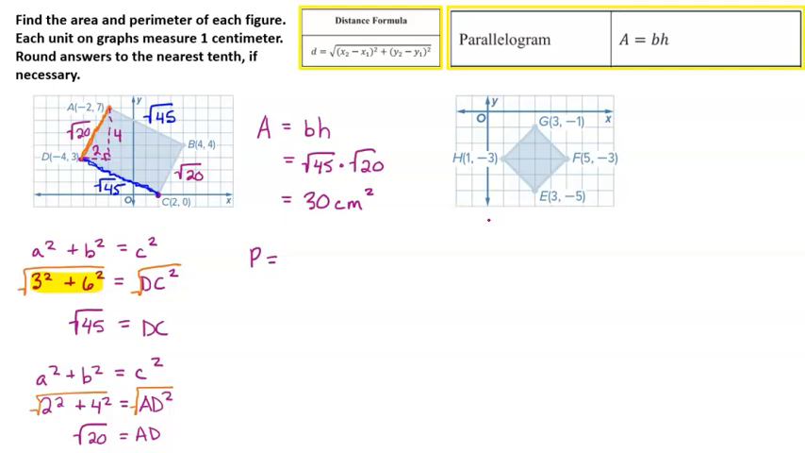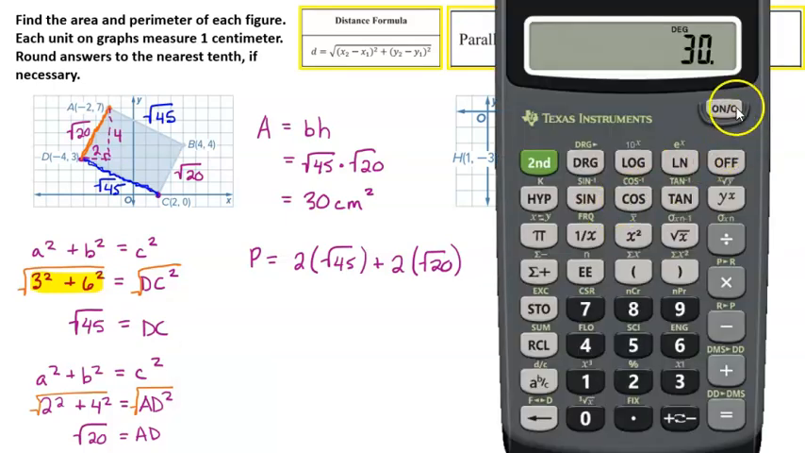For the perimeter, we have 2 times the square root of 45 because we have both of these long sides here, and then plus 2 times the square root of 20 because we have these two sides here from the orange. And so now I'm just going to type this into my calculator. And so clear. So 2 times 45 square root plus 2 times 20 square root. Then make sure you hit that equals at the end. And I get 22.36.